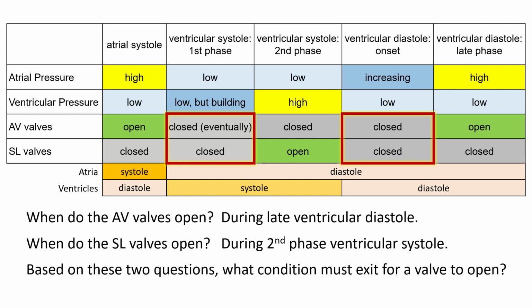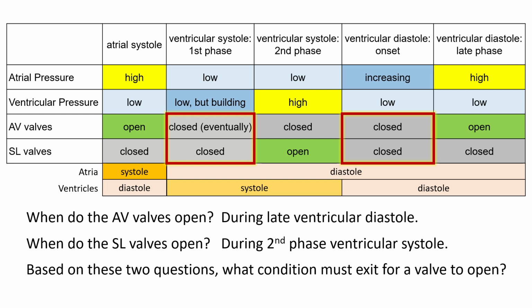So based on these two questions, what condition must be met for a valve to be open? If we look at what we've got, in atrial systole, we've got a high pressure in the atria and a low pressure in the ventricle. And so blood is coming from the atria into the ventricles, so that from-to arrangement, high to low, works here.